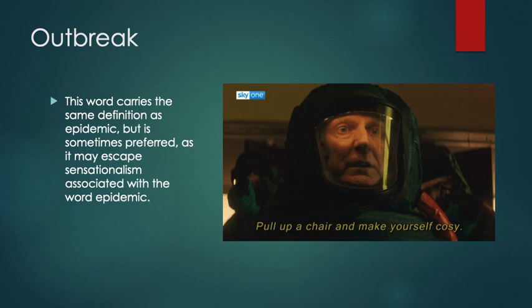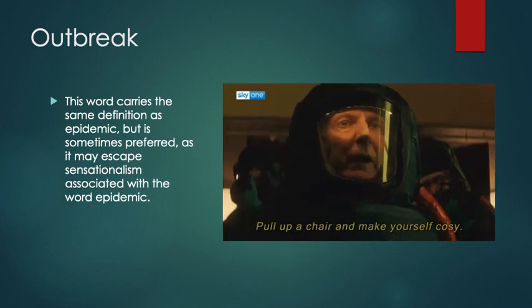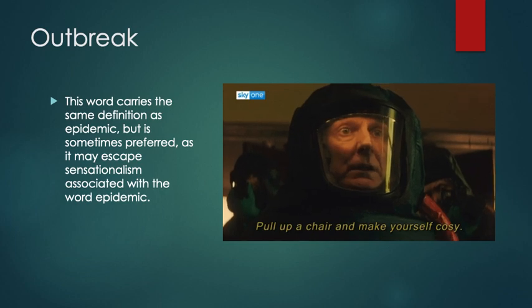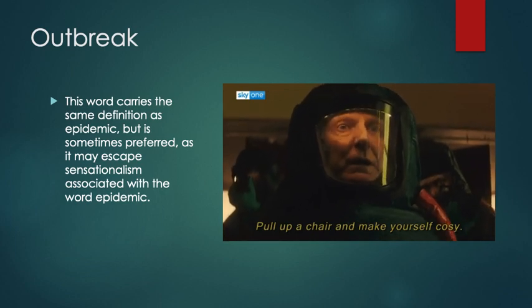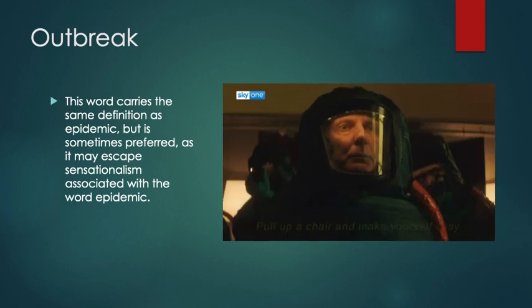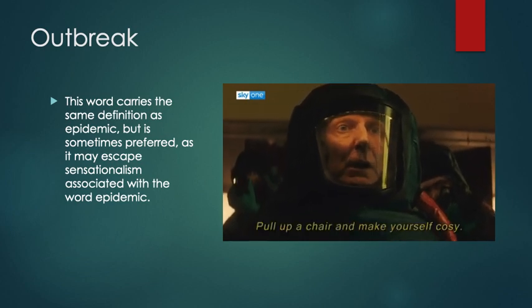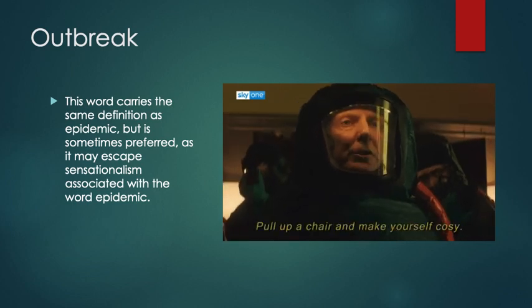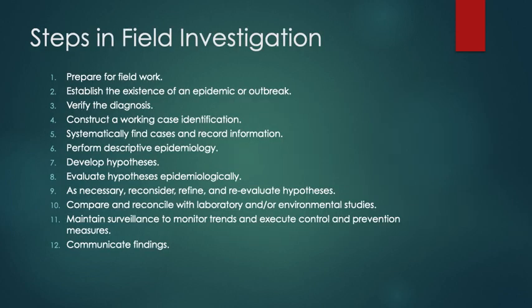So let's think about some terminology. First, there's outbreak. Now, this word carries the same definition as an epidemic, but it's sometimes preferred because it's not as sensational as the word epidemic. But for all intents and purposes, an outbreak and an epidemic are the exact same thing. Now, when we think about field investigation, there are 12 steps, and we're going to talk about each one of those. So here they are listed, but let's go through them one by one.